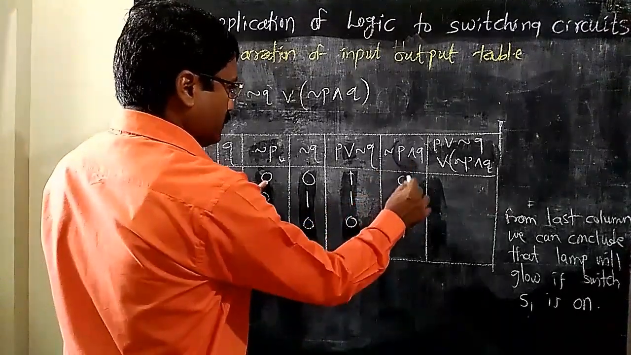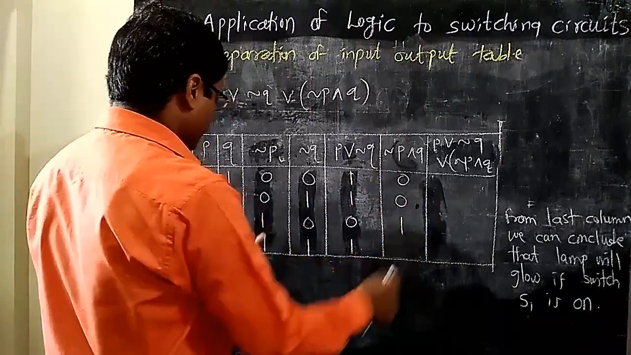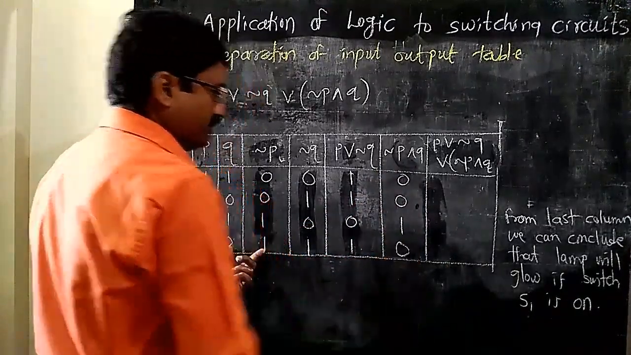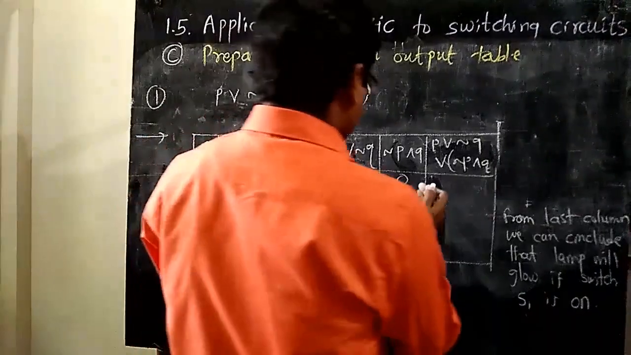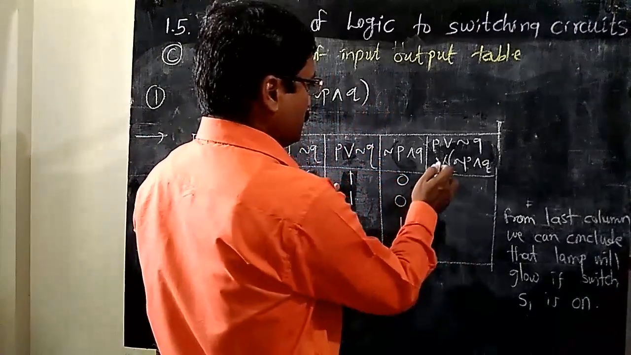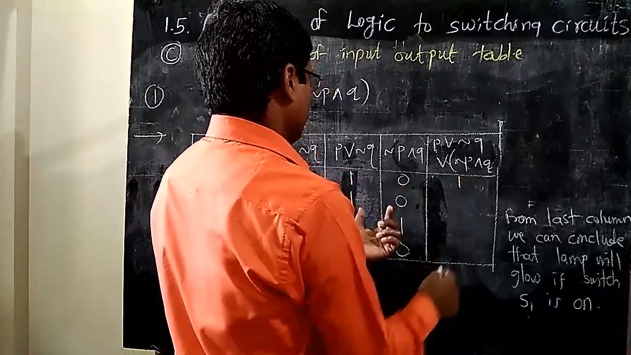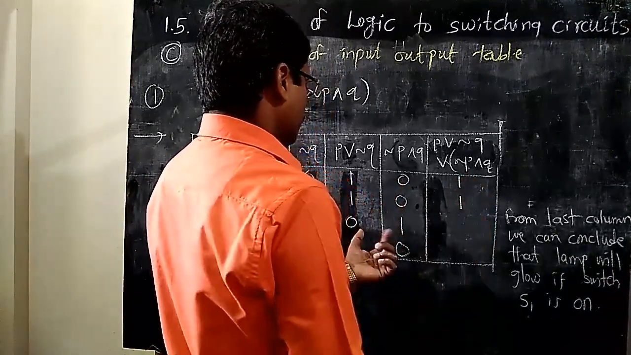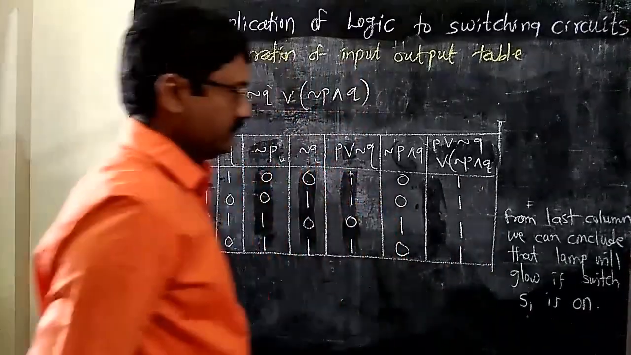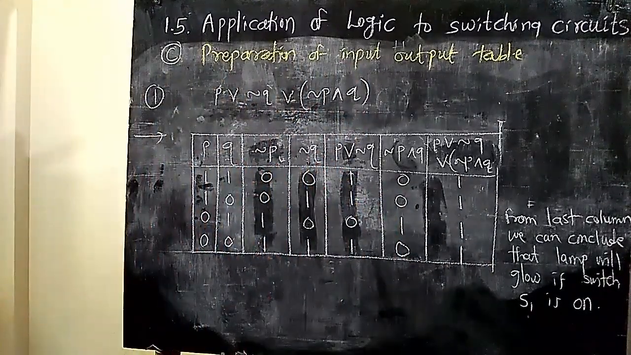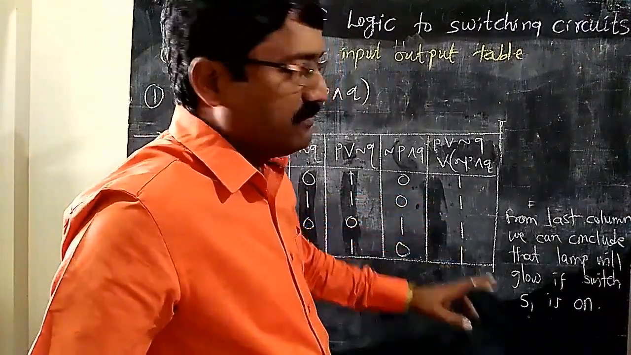1 into 0 is 0, 0 into 0 obviously 0, 1 into 1 is 1, and 0 into 1 is again 0. Let us take the disjunction of these two again. Disjunction means again addition. 1, 0, 1. 1, 0, 1. 0, 1, 1. And 1, 0, 1. In the last column, we get all ones: 1 1 1.